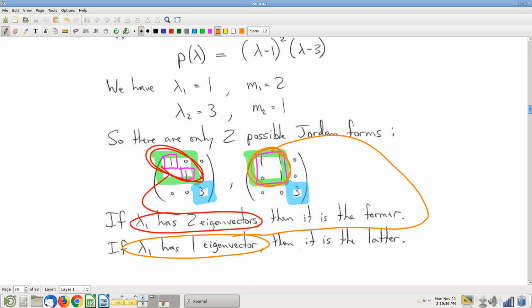Now, we haven't found the Jordan basis. I mean, what is the basis V1, V2, V3? Specifically, the V2 vector that would give us this Jordan form. We don't know how to find that, but we can decide which of these actually is the Jordan form by simply counting possibilities.